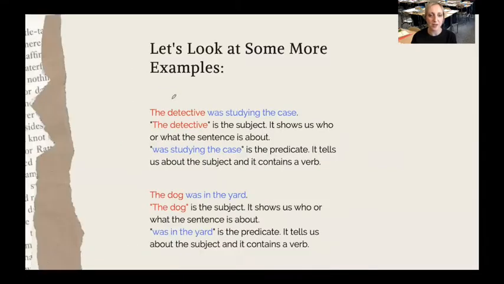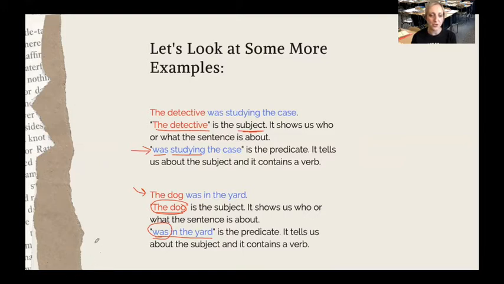Let's look at some more examples. The detective was studying the case. The detective is the subject. It shows us who or what the sentence is about, and was studying the case is the predicate. It tells us about the subject, and it contains a verb. In this case, two verbs, a helping verb and a main verb. And we have the dog was in the yard. The dog is the subject. It tells us who or what the sentence is about, and was in the yard is the predicate. It tells us about the subject, and it contains a verb. Look, a linking verb, was in the yard.